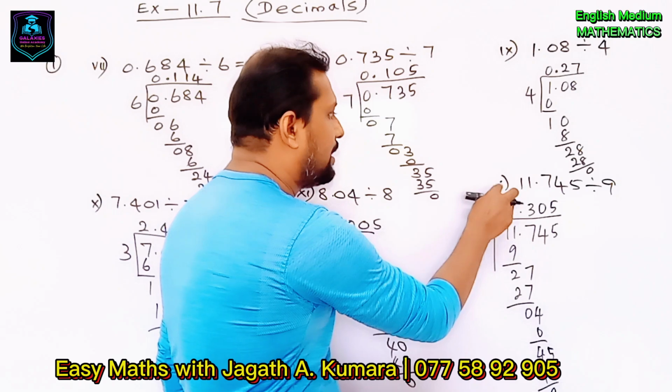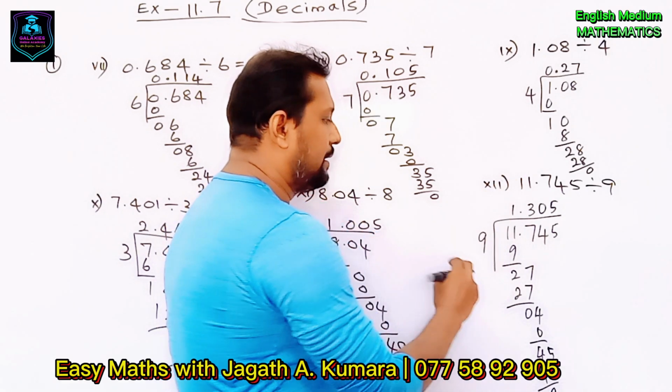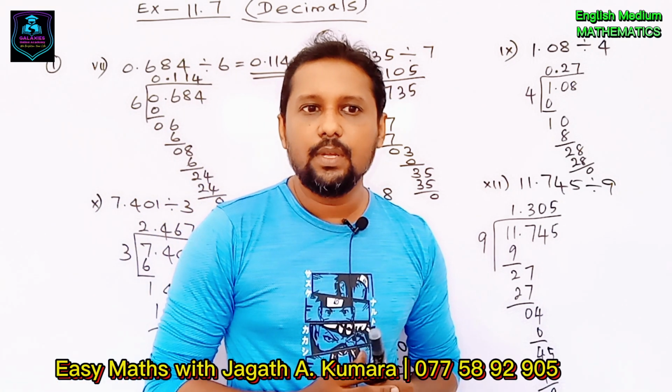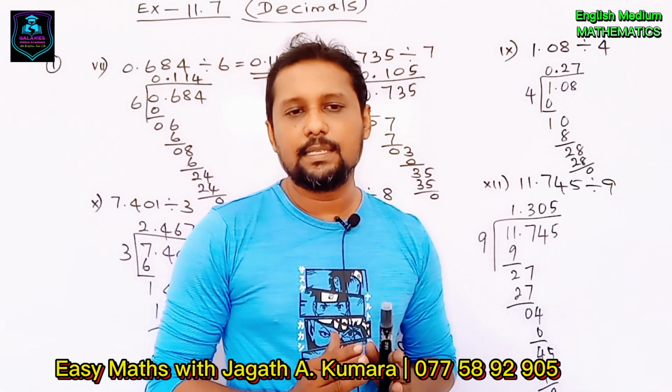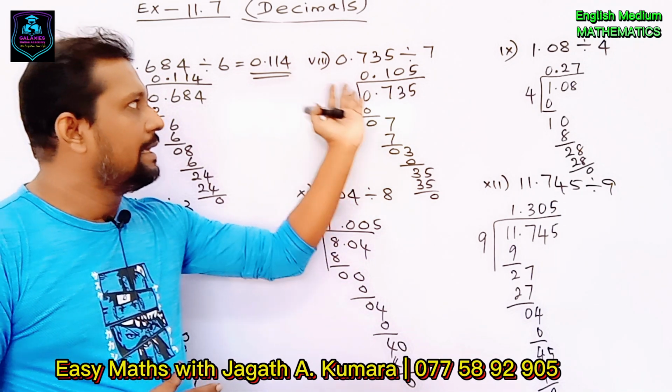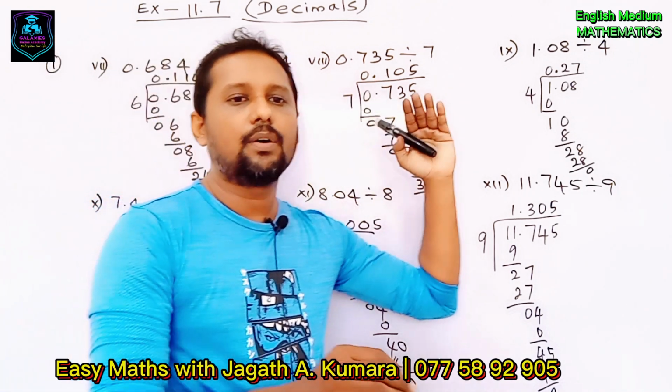it is the 12th one, 1.305, right? They are all the answers for the 11.7 exercise. The 11.7 exercise, given the questions, decimal divided by a whole number.